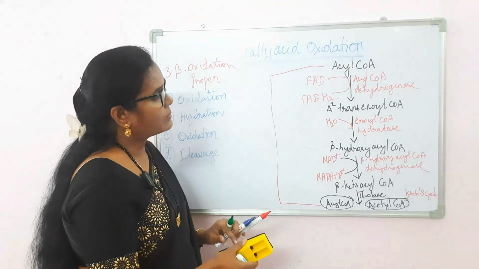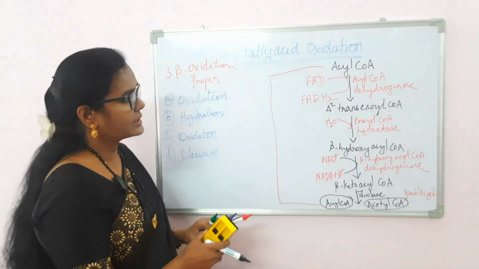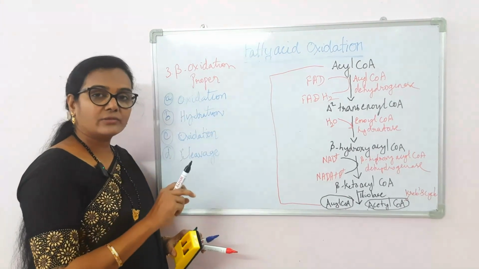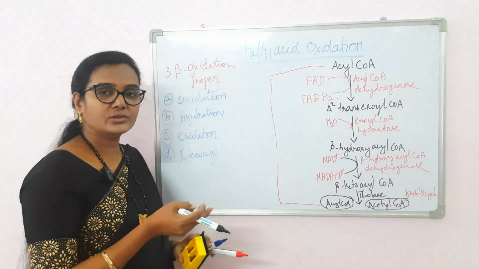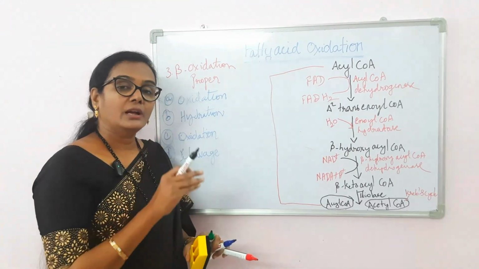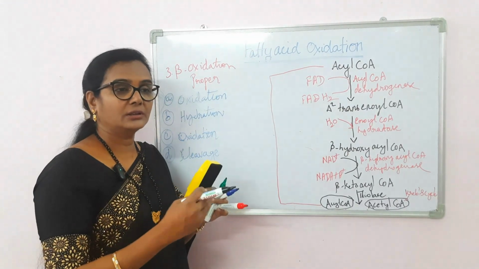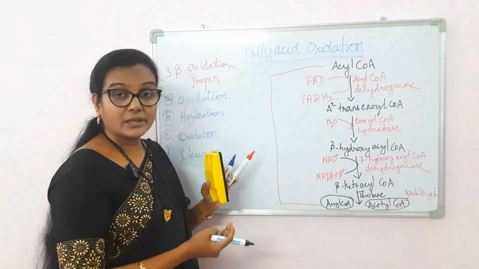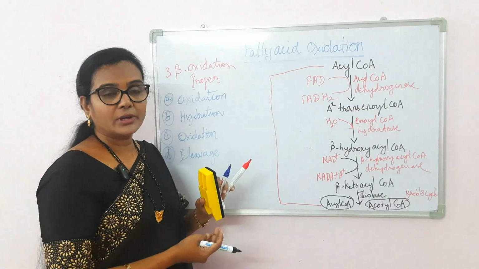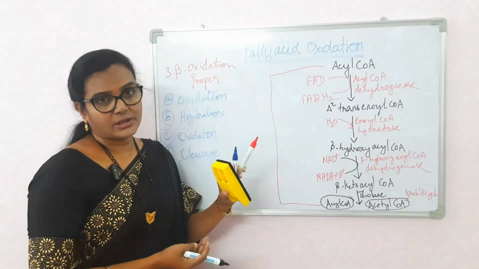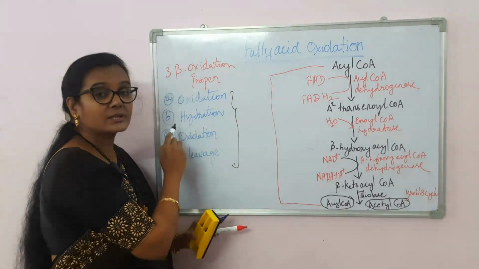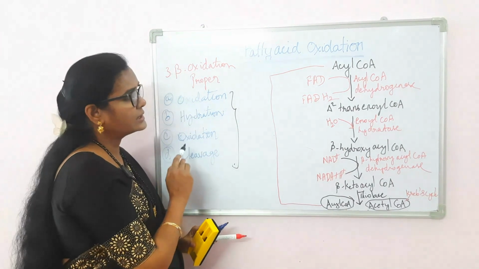So this is what happens in fatty acid oxidation. It takes place in 3 steps. First is activation of fatty acid. Fatty acid activation takes place in the cytoplasm, so it has to be transported to the mitochondria. For that a special carnitine carrier system operates, and then finally beta oxidation proper takes place. This takes place in 4 steps: oxidation, hydration, oxidation, then cleavage.